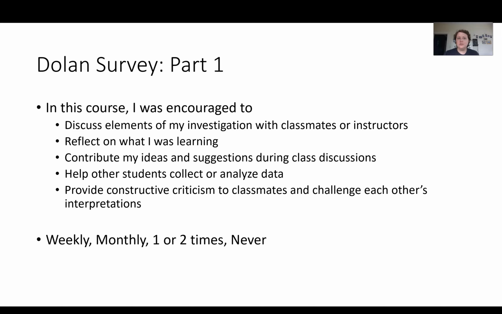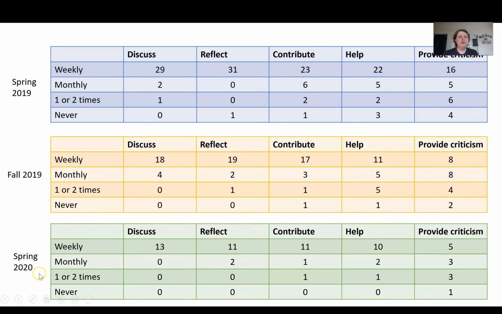There's two parts to the Dolan Survey. In the first part, there's basically 5 statements that say, in this course I was encouraged to, and then each of these 5 different things. And then students choose whether they felt like they did that weekly, monthly, 1 or 2 times over the entire semester, or never. And so I'll show you a little bit about some of our early data.